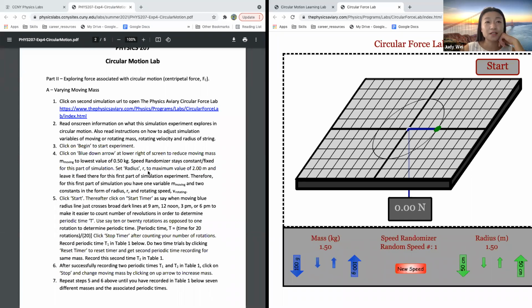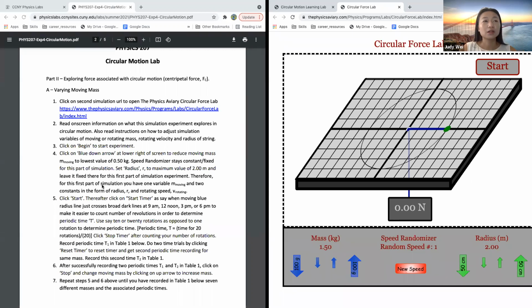So set radius r to the maximum value of 2 meters. So here radius 1.5 set to 2 meters. So you see the radius is bigger. Leave it fixed there for the first part of the simulation experiment.